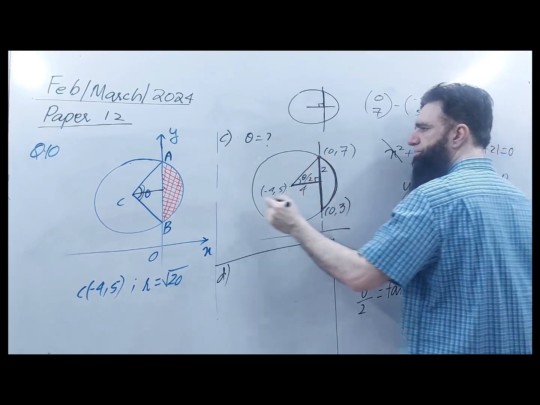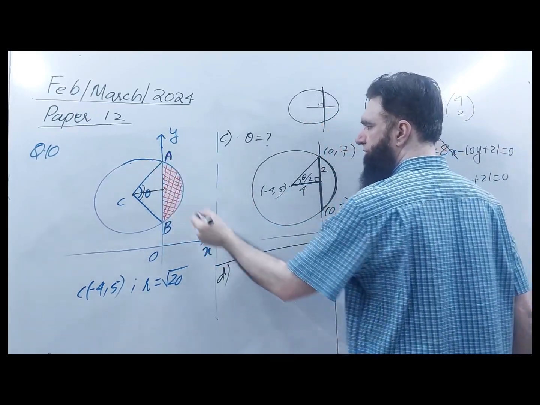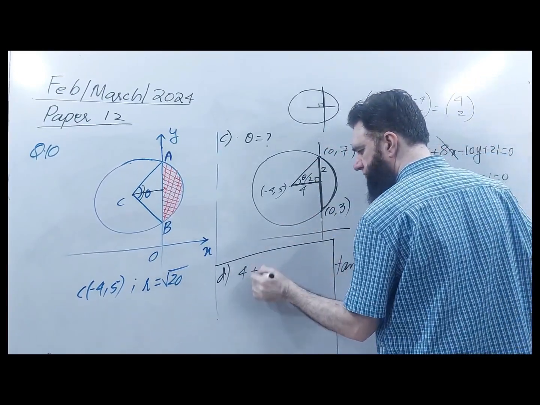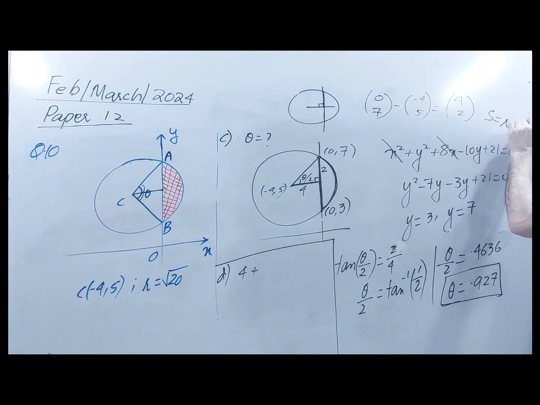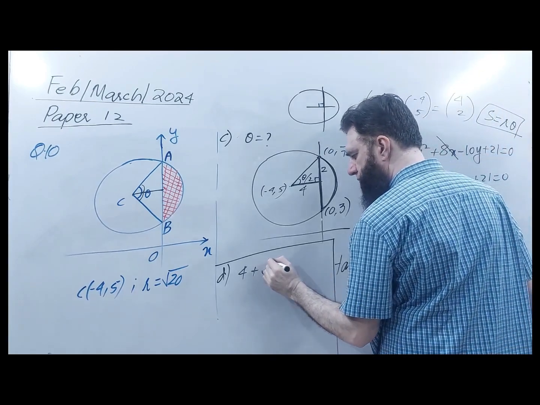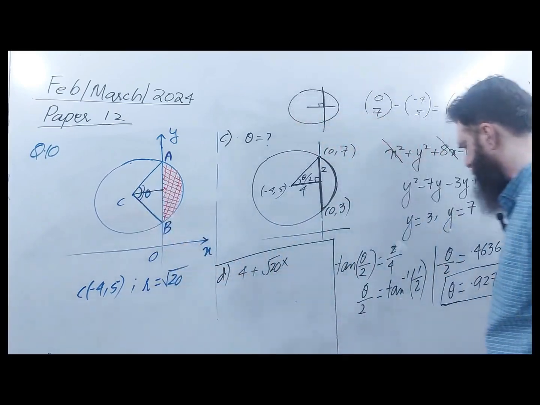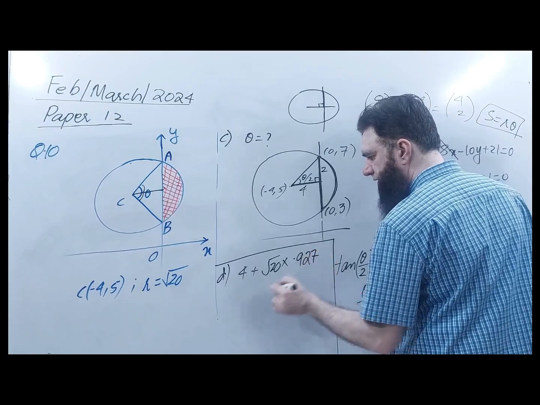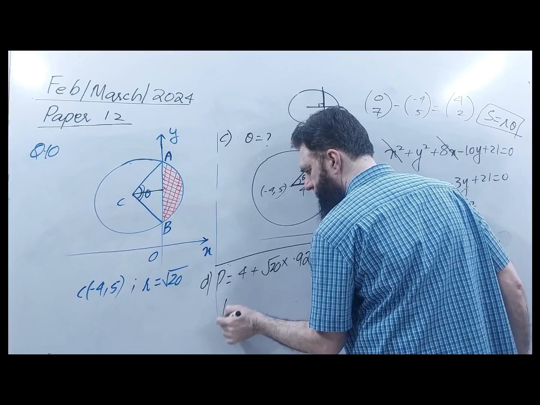This is this blue line and this AB arc. So the blue line, we know it's 4, 7 minus 3 is 4, plus this arc length. And you know in the formula list, S is equal to r theta. So you know what is r? r is under root 20. And theta, make sure that you write the full value of theta, which is 0.927, into 0.927. So this is the perimeter in the D part.